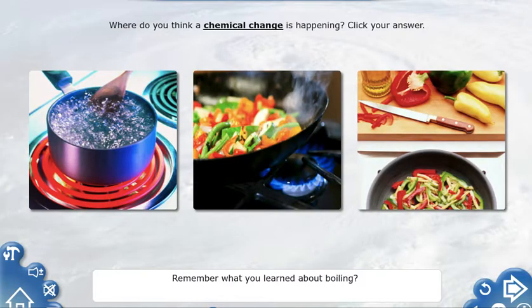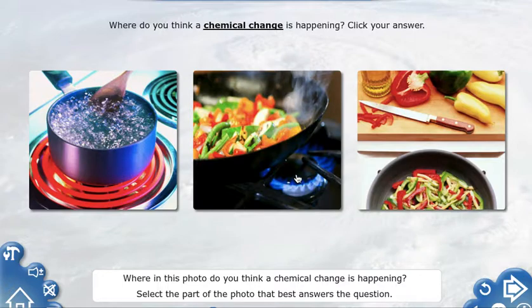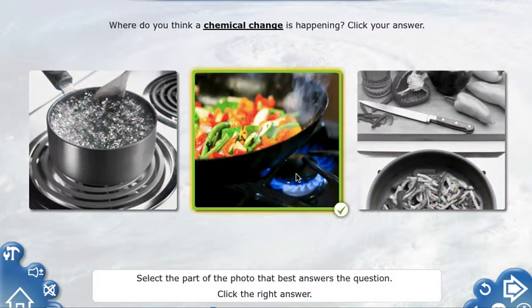Remember what you learned about boiling? Now, think about what happens to food when it cooks. Where in this photo do you think a chemical change is happening? Select the part of the photo that best answers the question. You got it!